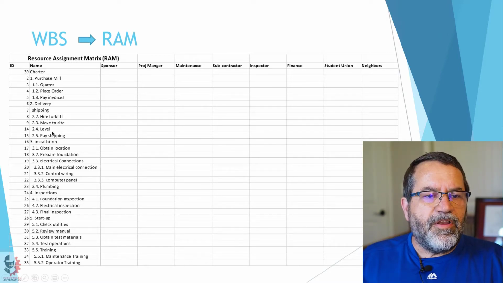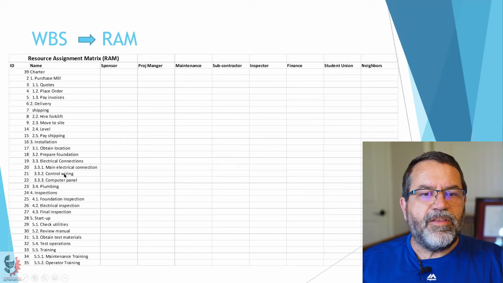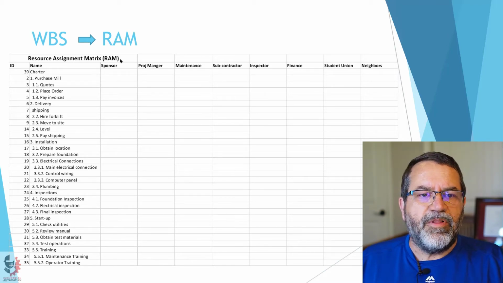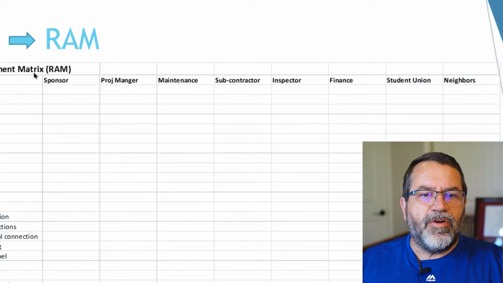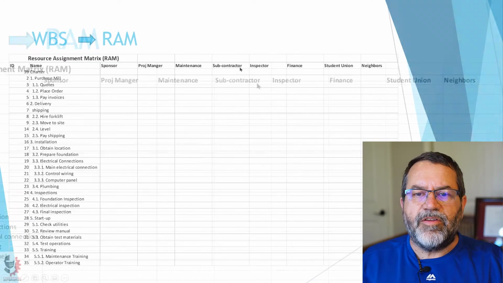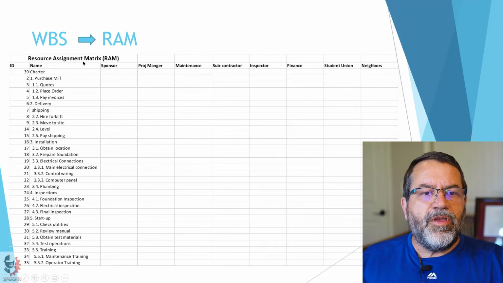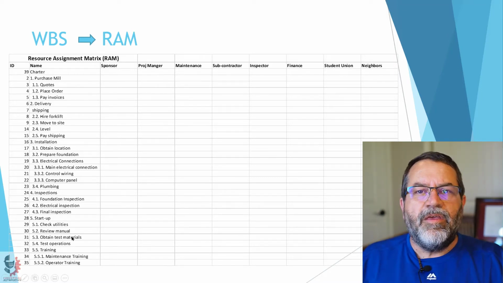Here I've got the work breakdown structure. I've got all my activities that have to be done. And then across the top, I listed a lot of the different participants or players in the project. We've got our project sponsor, our project manager, maintenance, subcontractors, inspectors, finance, student union, neighbors, people that live nearby the project. Okay, so we've got all the people that might be involved, all the things that go on, and how do we organize it now?